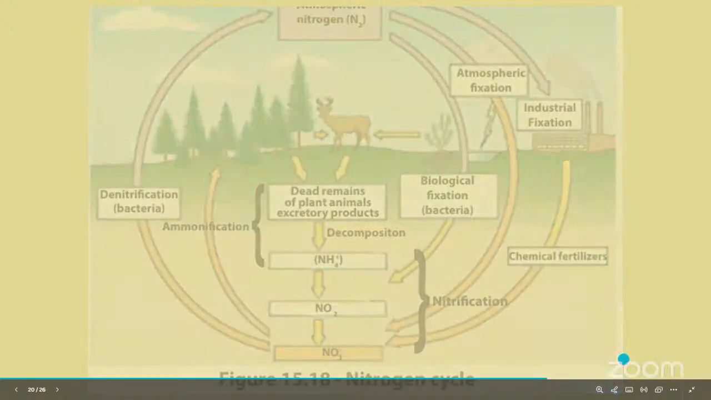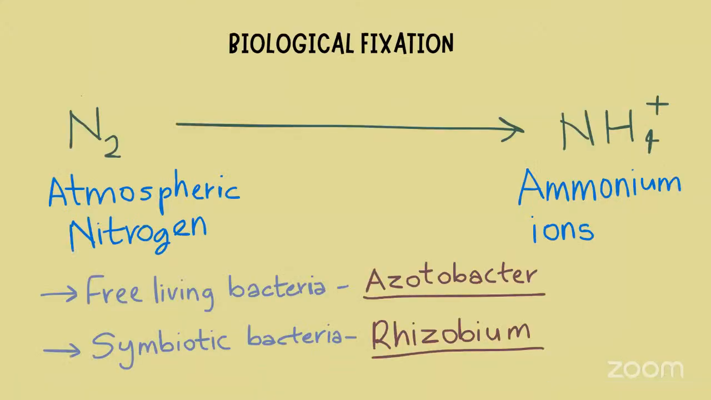Then, okay, so it's better if you take screenshots of this as well. So biological fixation is how it's done naturally. Okay. So we have nitrogen. Atmospheric nitrogen is going to be converted to ammonium ions by bacteria. So they've given us two bacteria. So we have a free living bacteria. So azotobacter is free living, which means it does not need any other things for support. Okay, so it's a free living bacterium, and we have the example azotobacter.